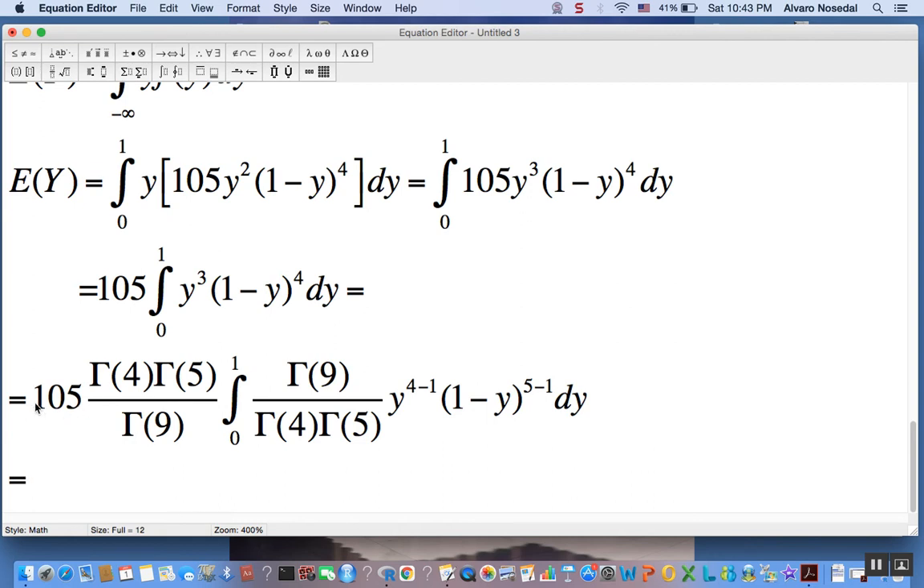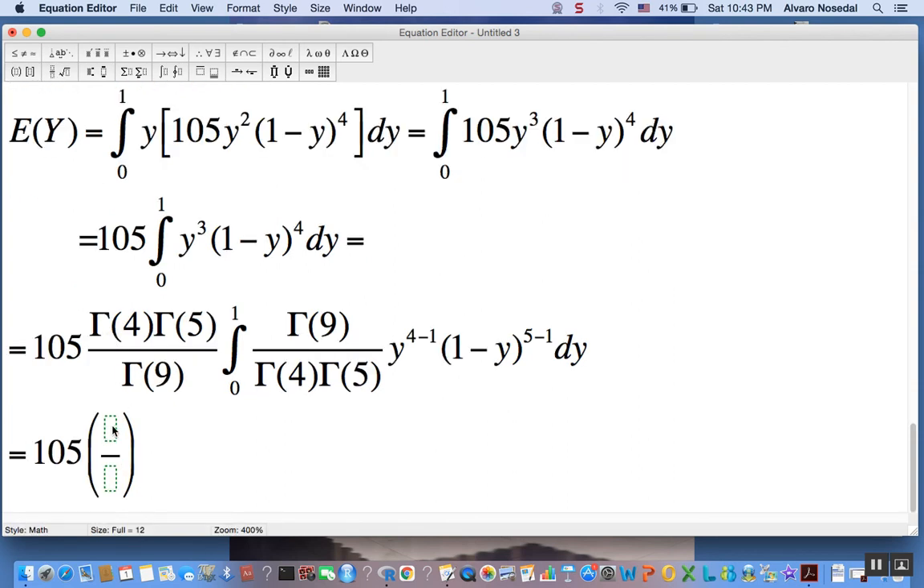basically the expected value, right? So this is just going to be 105 times this, and again we're going to be using that property of the gamma function, that gamma evaluated at a positive integer n is just n minus 1 factorial. So in this case, gamma evaluated at 4 is just 3 factorial. This is going to be just 4 factorial, and this is just going to be 8 factorial, gamma evaluated at 9, right?